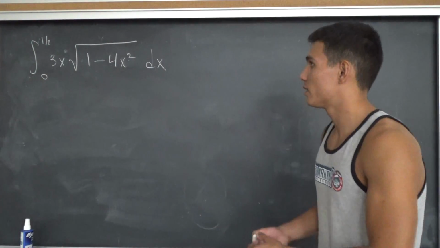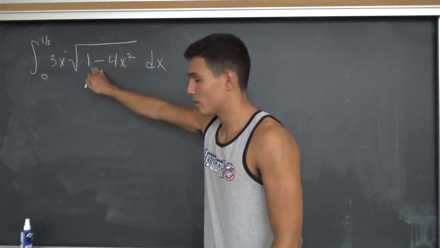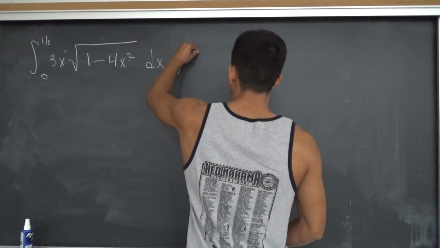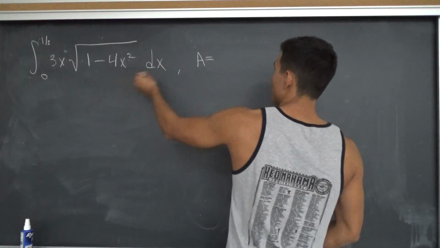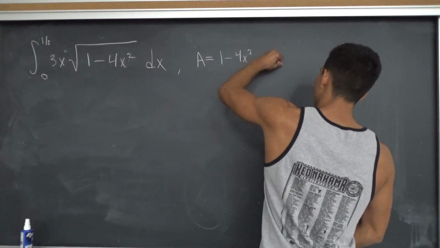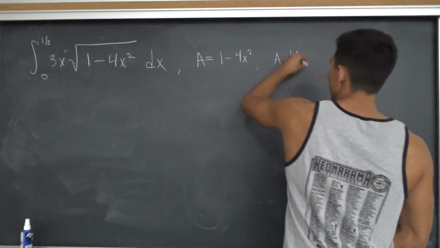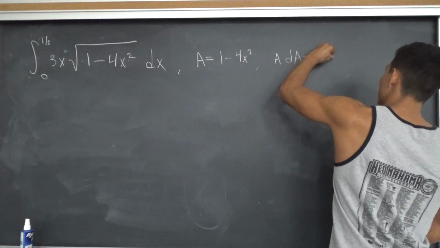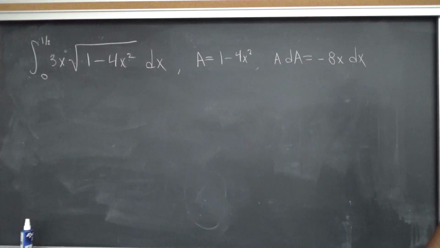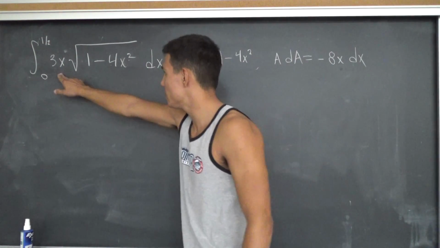So I'm going to call this inner variable right here, any variable, call it a. a is equal to 1 minus 4x squared. Then dA is equal to negative 8x dx, right? Okay, that looks kind of close to that. Kind of close. I see that there's an x dx here.